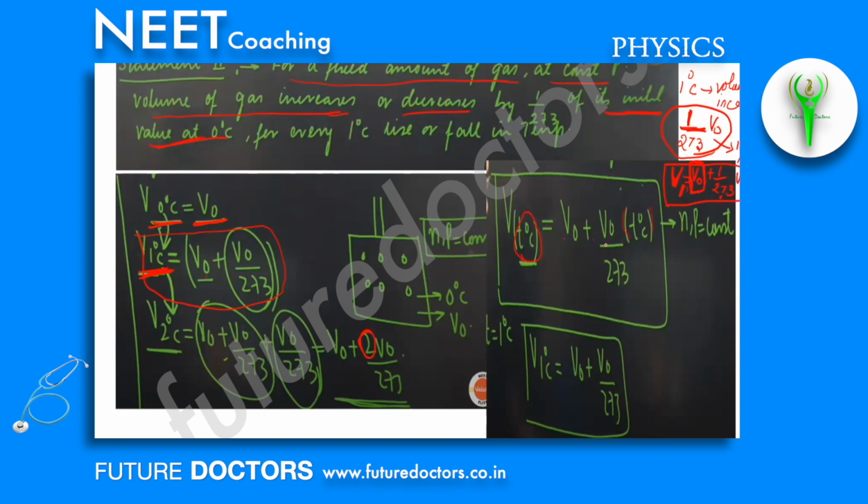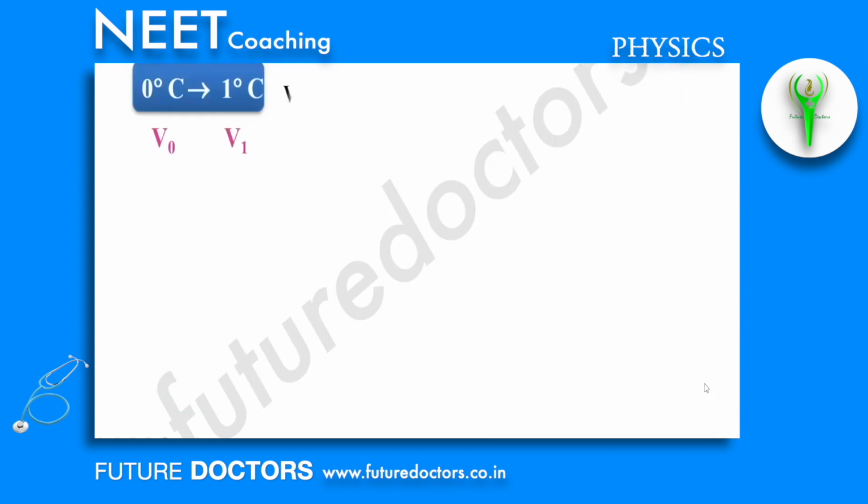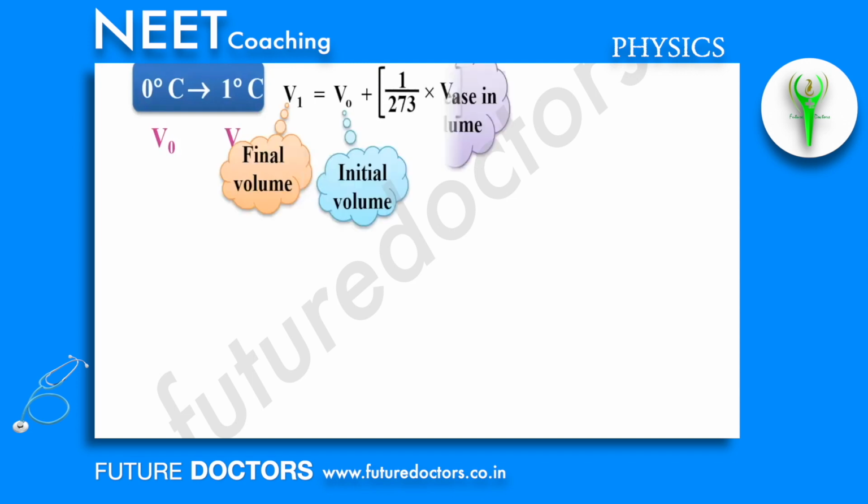This is the increase in volume for 0 to 1 degree. But we have increased the temperature by T degrees, so multiply by T. V at 1 degree C is V naught plus V naught by 273. Suppose 5 degrees: V at 5 degrees is V naught plus V naught into 5 by 273. This is the increase in the volume: final volume equals initial volume plus increase in volume.